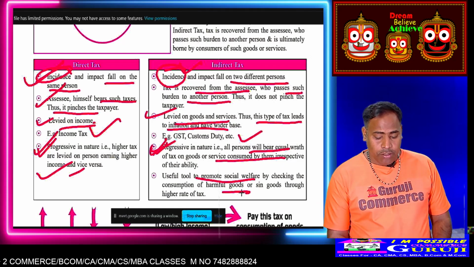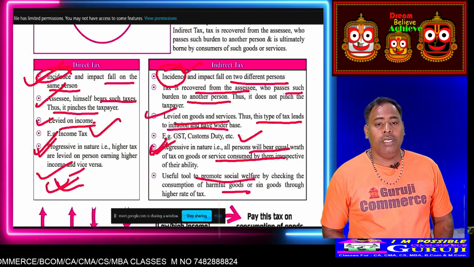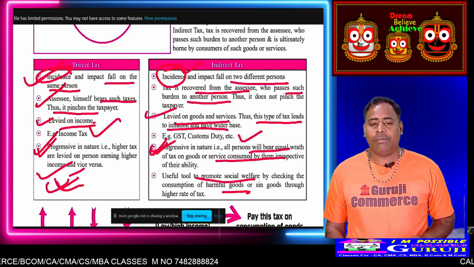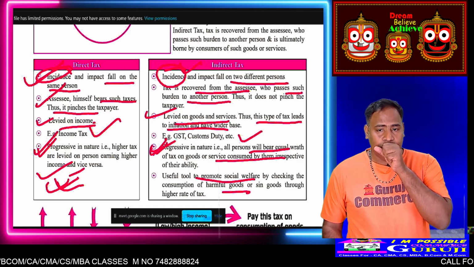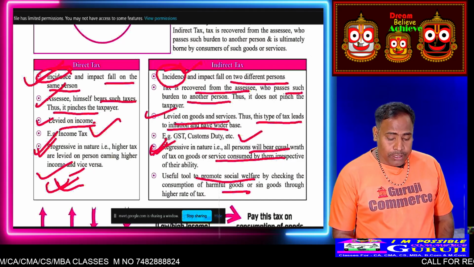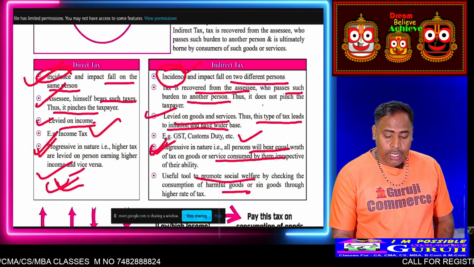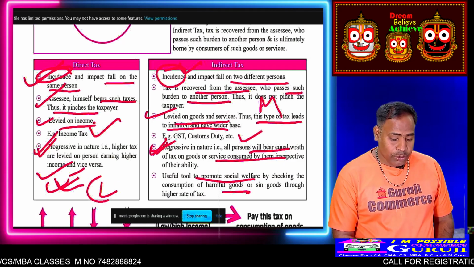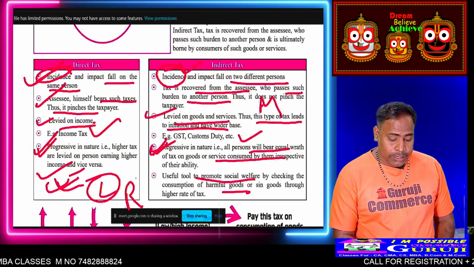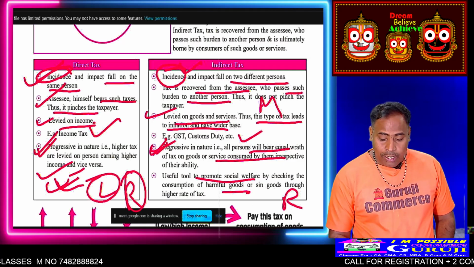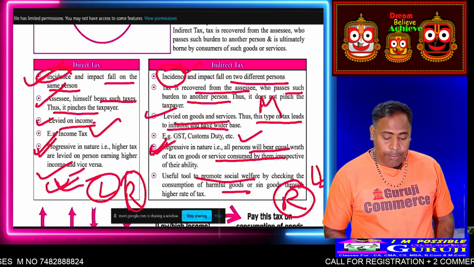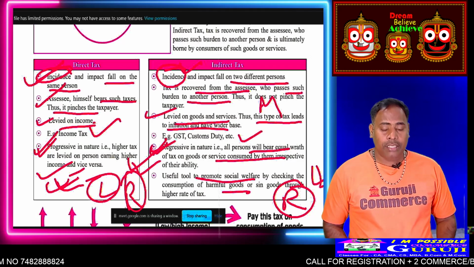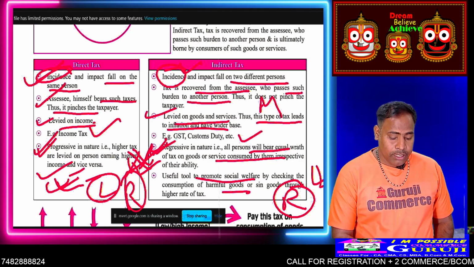Here, same thing, welfare of the people, it is explained nicely. Here scope: indirect tax has more scope, direct tax has less scope. Revenue for the government is more from indirect tax, and direct tax revenue is less.